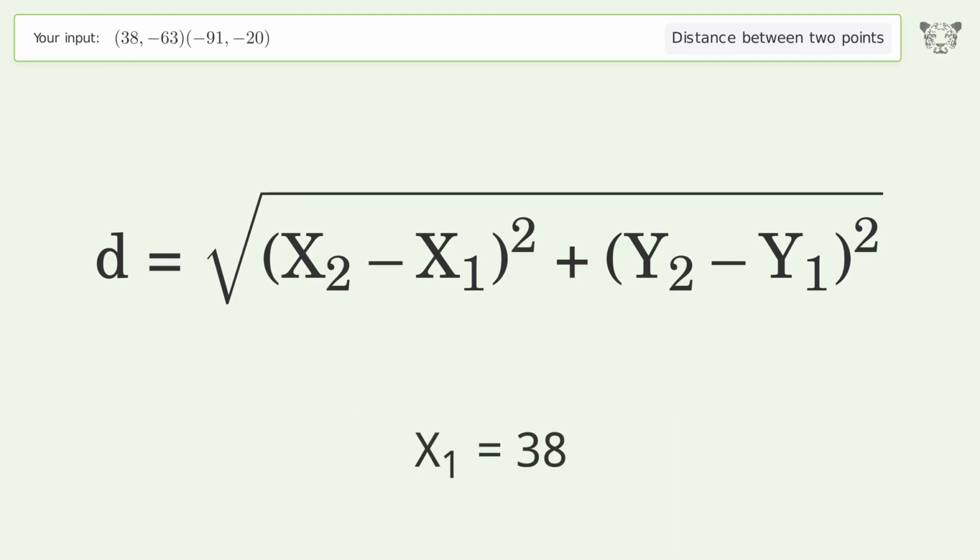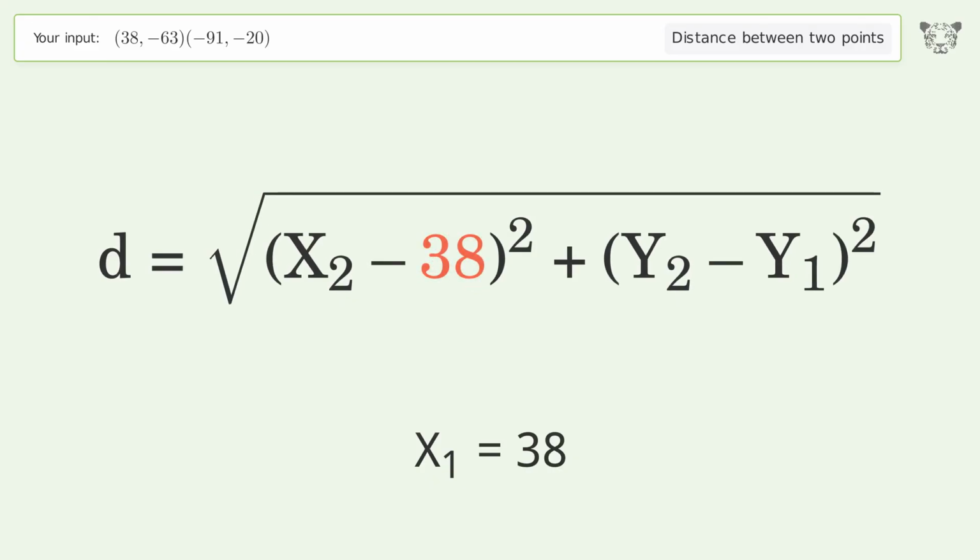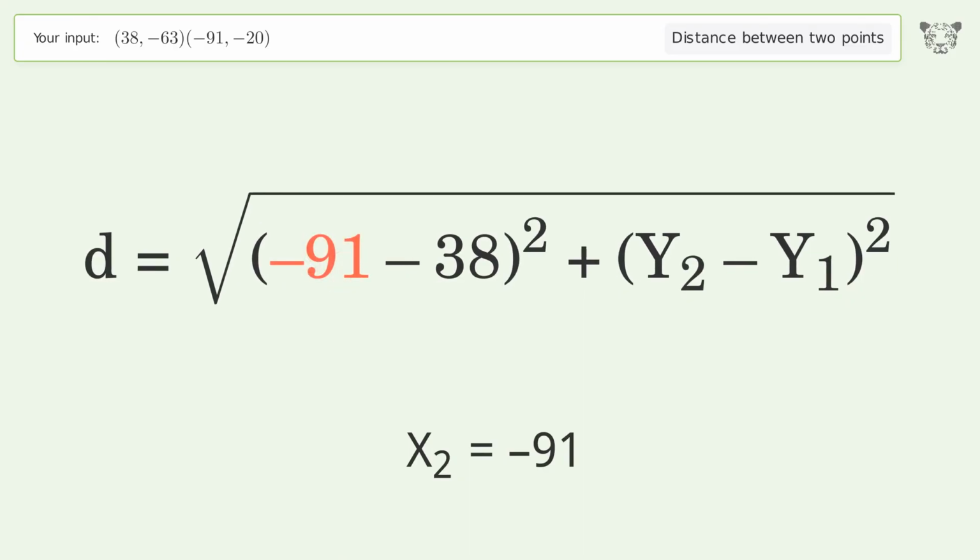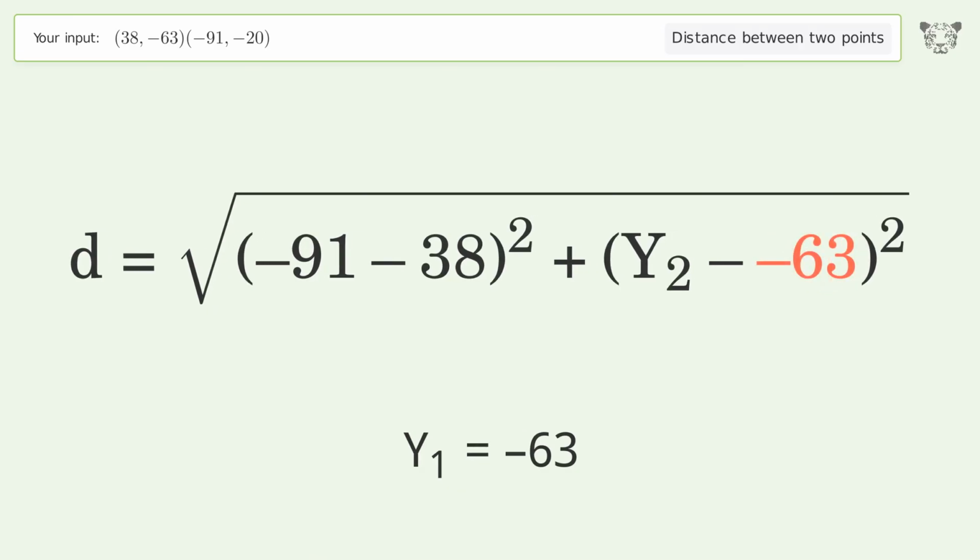x1 equals 38. x2 equals -91. y1 equals -63. y2 equals -20.